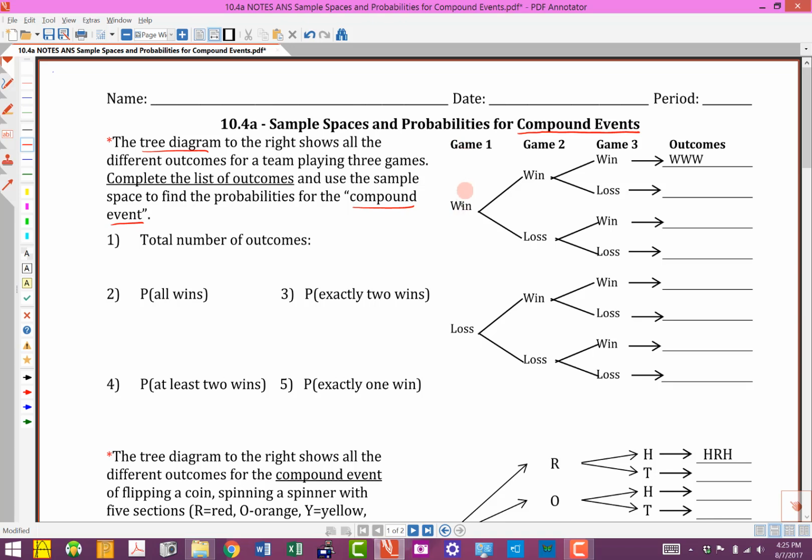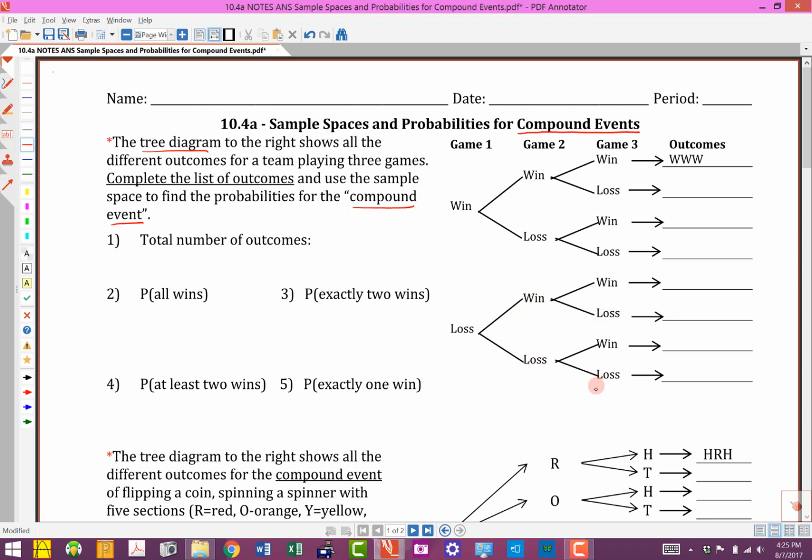So in game number 1, there are 2 possible outcomes. And if we stopped right there and just said, hey, what are the outcomes if we play one game? Well, it's either win or it's lose. Well, in this case, we're playing another game. So if we win the first one, then we have to branch off that and give the possibilities for the second game. Well, if they win the first one, they could win the second one, or they could lose the second one. If they lose the first one, they could win the second one or lose the second one.